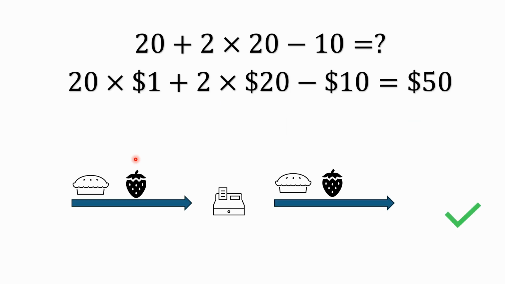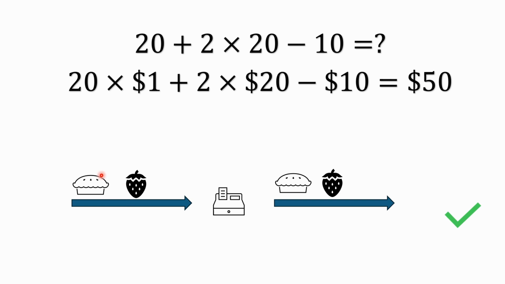But think of this like you would at a grocery checkout. If you've got 20 plus 2 times 20 minus 10, you could think of it as, well, I'm purchasing 20 items that are $1 each, and then you're adding it to two items that are $20 each, and then you've got coupons worth $10. Well, it ends up being $50.